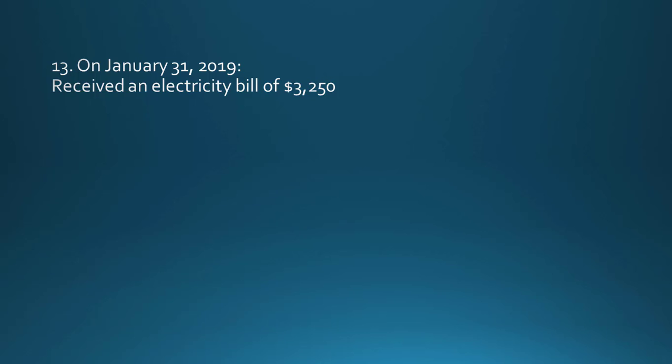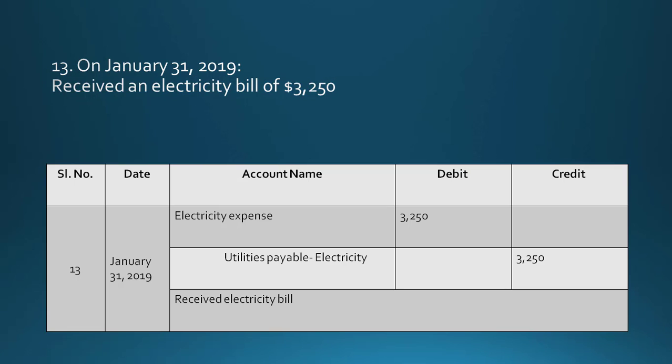So what should be the journal entry? It will be electricity expense debit by $3,250 and utilities payable electricity $3,250. So you just received the bill. Whenever you will make the payment, in that case, utilities payable will be debited and cash will be credited. So that's pretty simple. So let's move on to our next transaction.